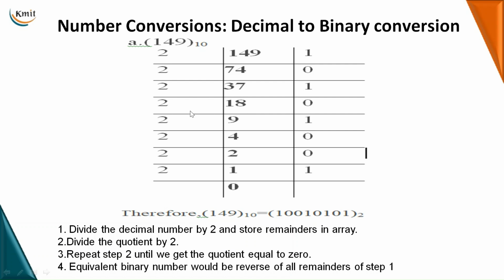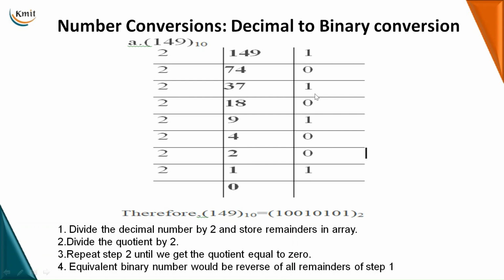And 18 I have to divide by 2 again. 2 nines are 18, remainder 0. 2 fours are 8, remainder is 1. 2 twos are 4, remainder is 0. 2 ones are 2, remainder is 0. Then, since 1 is not divisible by 2, 2 zeros are 0 and the remainder is 1. You have to continue this process until you get 0 here.